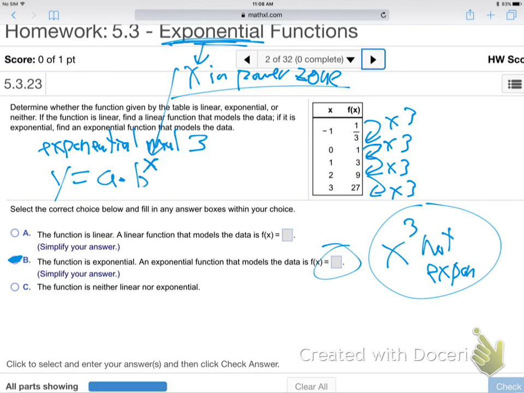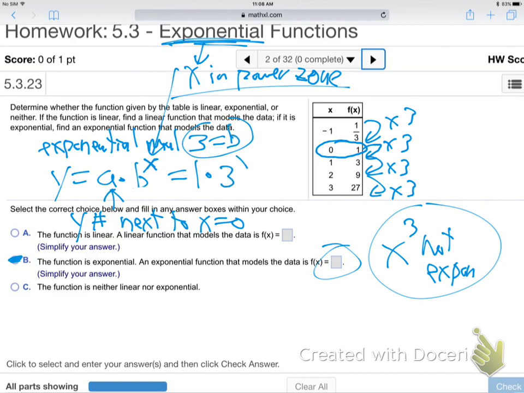Okay, great. How do I find the a and the b? The a is the y number next to x equals 0. So what's next to x equals 0? On this one, 1. So it's 1 times, and the b, that's the number you're multiplying every time. 3 to the x. There's our exponential function. 1 times 3 to the x. And you can just say 3 to the x. That 1's not doing anything. We're done. Am I going too fast?